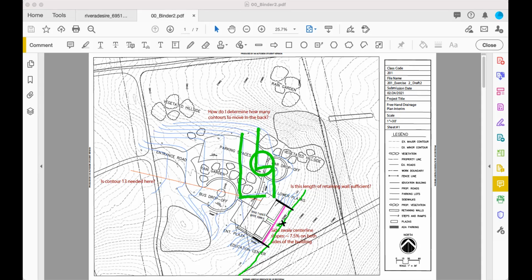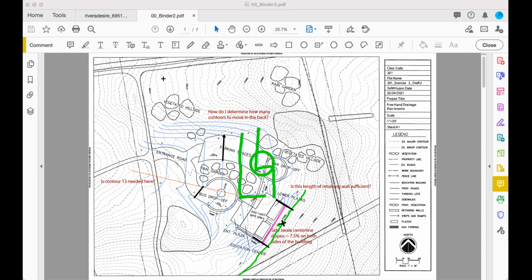Last thing, it's just to make sure everything hits the edge of the pavement before starting to curve. Got it. Okay. Sound good? Yep.